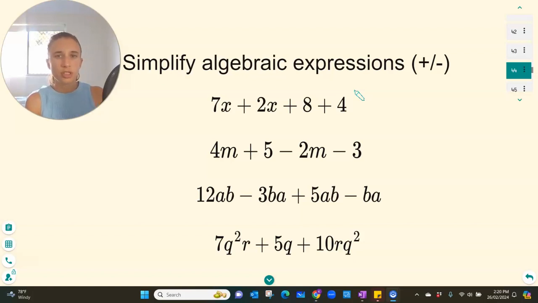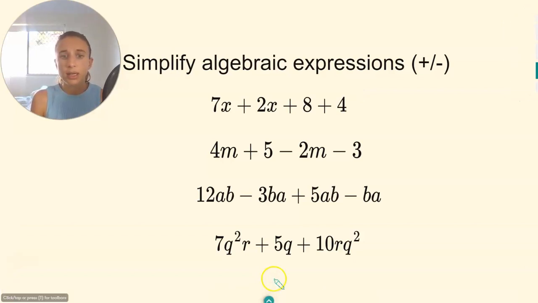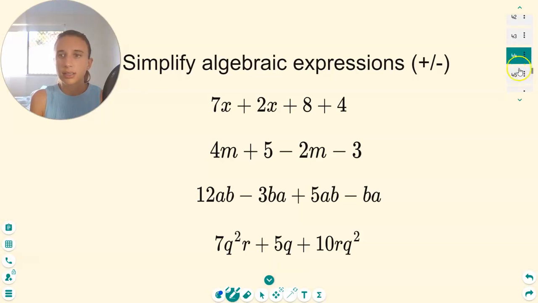Alright, so this is first covered in Year 8 maths, but it continues throughout high school. So let's check it out. We're going to answer these 4 questions, and I'd really recommend you pause the video and try them out yourself first. That would be great, and then just check your answers alongside my answers. So, simplifying algebraic expressions with adding and subtracting. Let's check it.